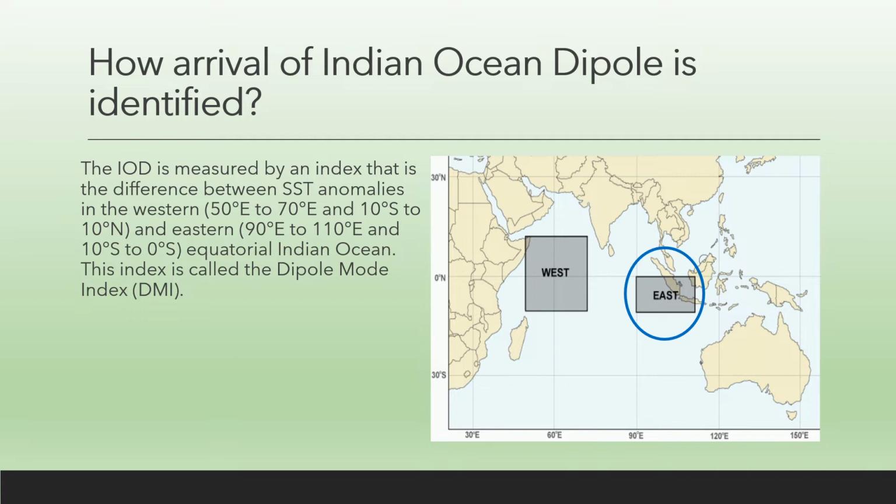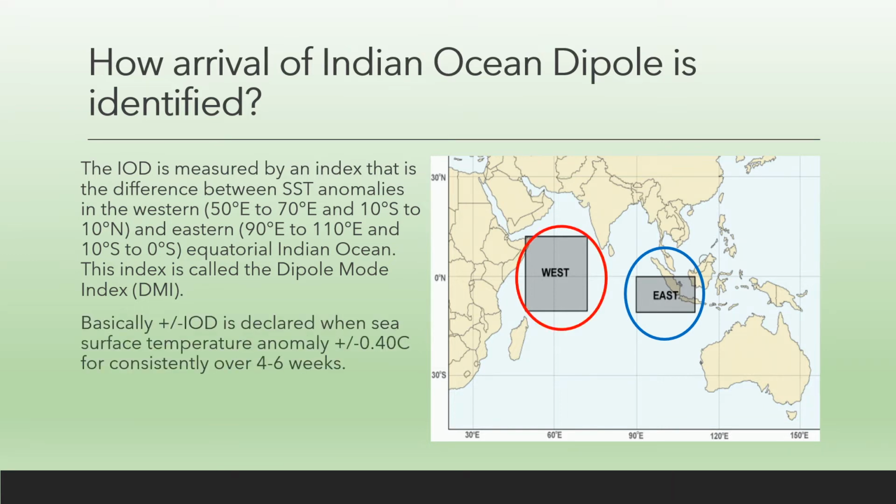So this is the observation area. Basically, a positive or negative IOD will be declared based on the sea surface temperature anomaly. If the anomaly is greater than 0.4 degrees Celsius over the West Indian Ocean and less than 0.4 degrees Celsius over the East Indian Ocean, that is when the positive or negative IOD is declared, and it has to be sustained for over 4 to 6 weeks.